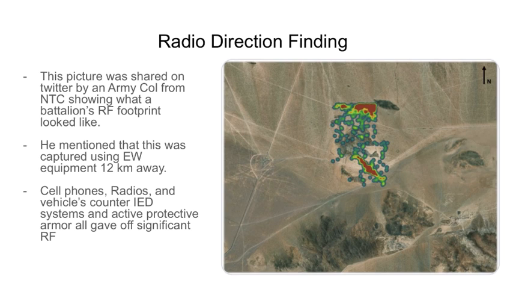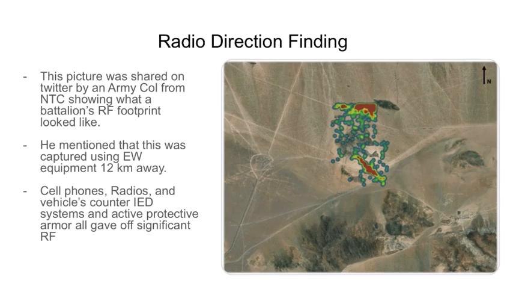And his whole point was the fight is no longer visual. The fight is now beyond line of sight. And this is a heat map that they put together of electronic signals captured from 12 kilometers away. And these are electronic signatures from things like cell phones, radios, vehicles, counter IED systems.